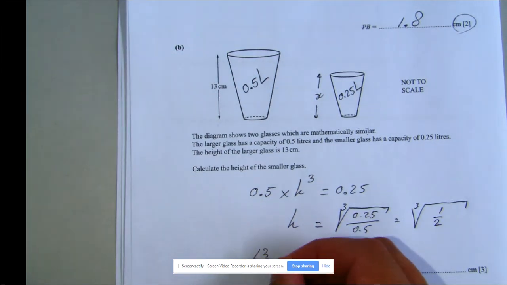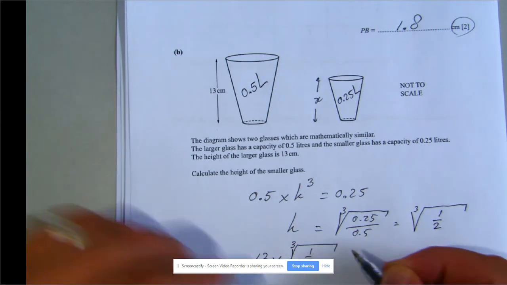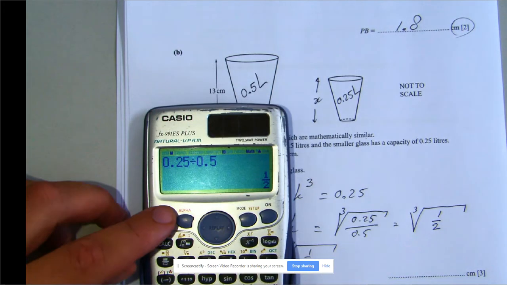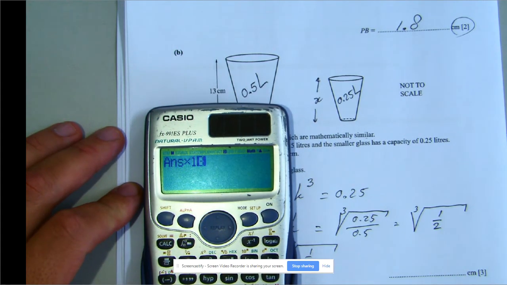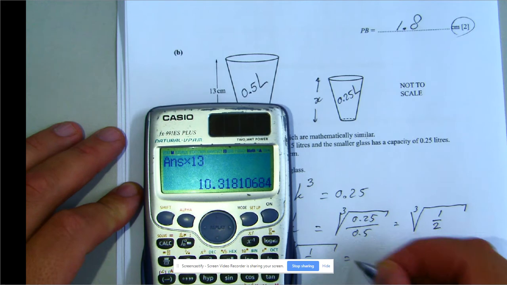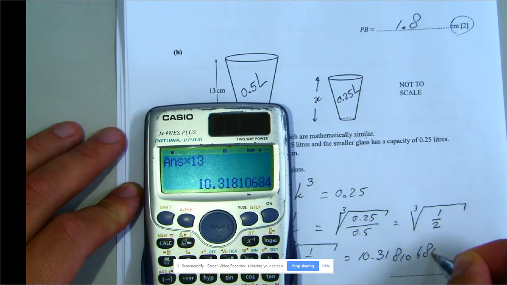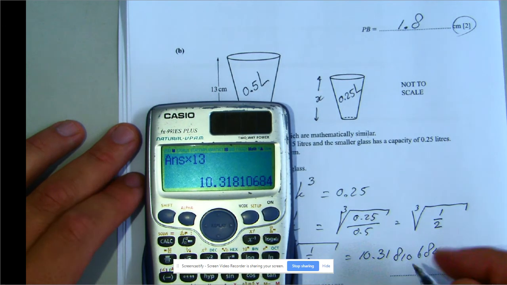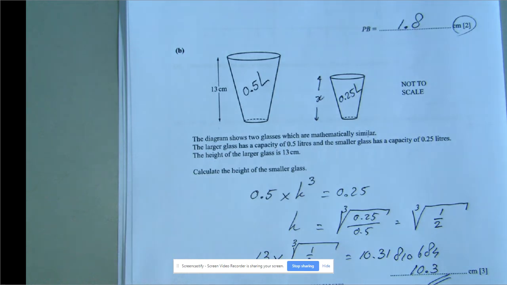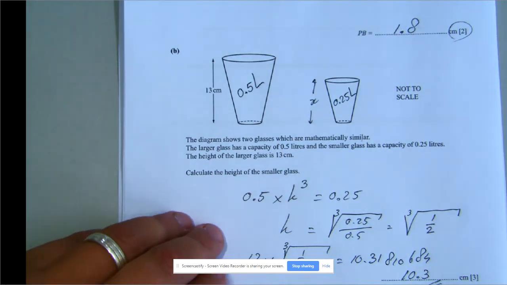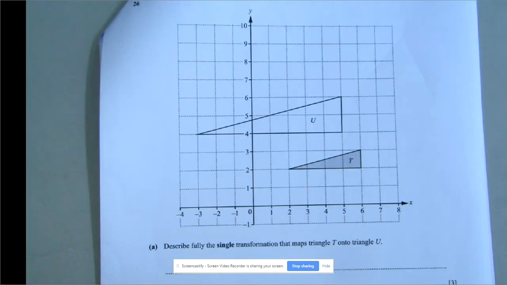So 13 times my scale factor, cube root of a half. So cube root of a half times 13. 10.318106884. So write down all those decimals and then you round to 3 significant figures, 10.3. Beautiful. Last question already, 26, transformations.